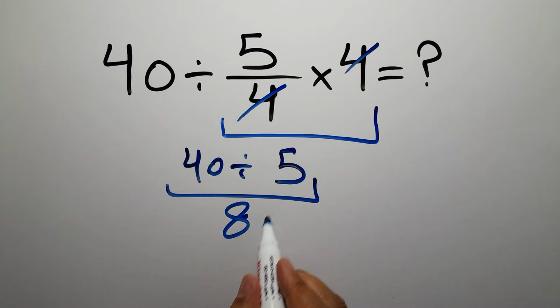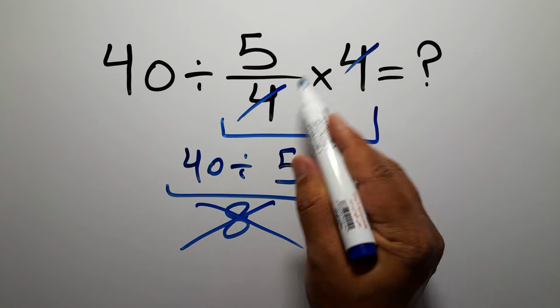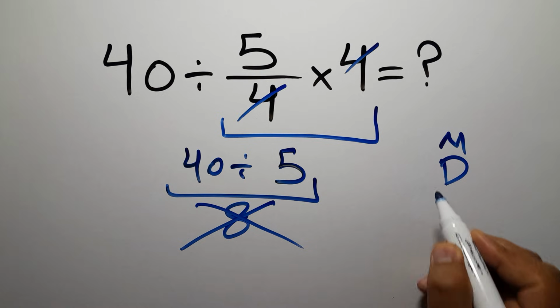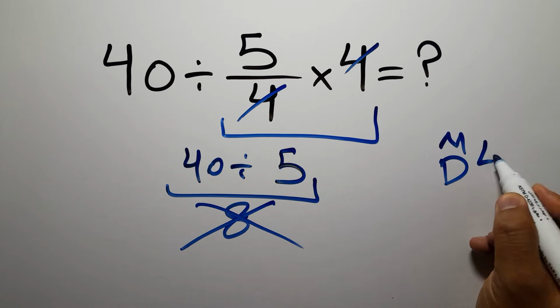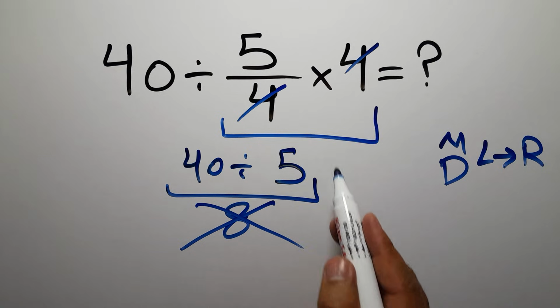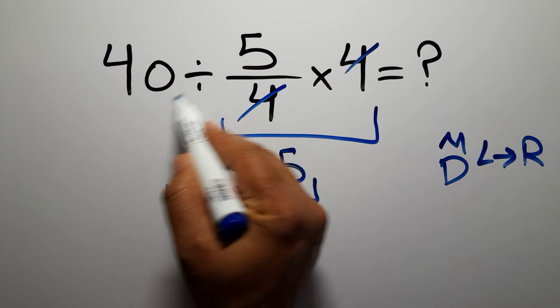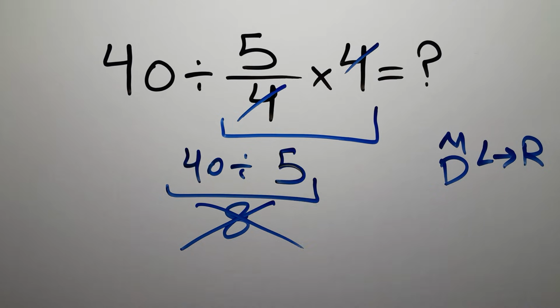But this answer is not correct, because according to the order of operations, multiplication and division have equal priority, and we have to work from left to right. So first we have to do this division, not this multiplication. If we do this multiplication before this division, it is wrong. Okay?